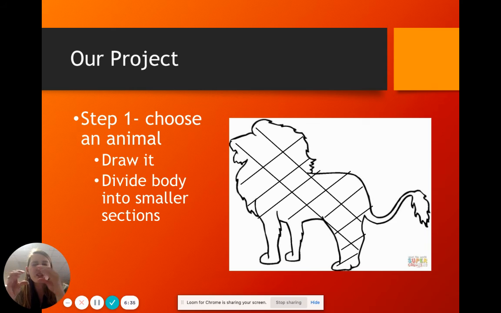Don't make your spaces too tiny though, because next week we're going to come back and we are going to do a pattern inside each section. And if your sections are too tiny, you're not really going to be able to do much of a pattern inside them. So divide your animal into spaces, and then stop. Okay, and then when we come back to this project, we'll do the next step, which is going to be to add the patterns. Then we'll do the next step and the next step.